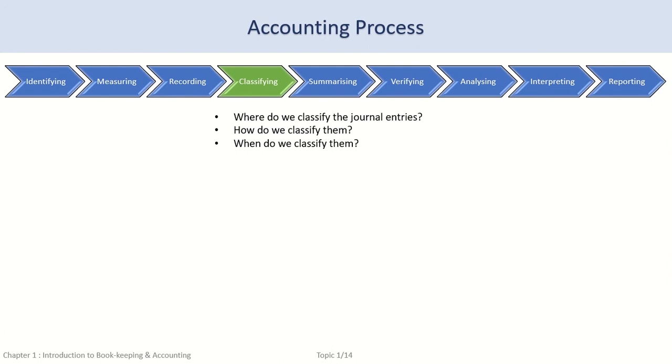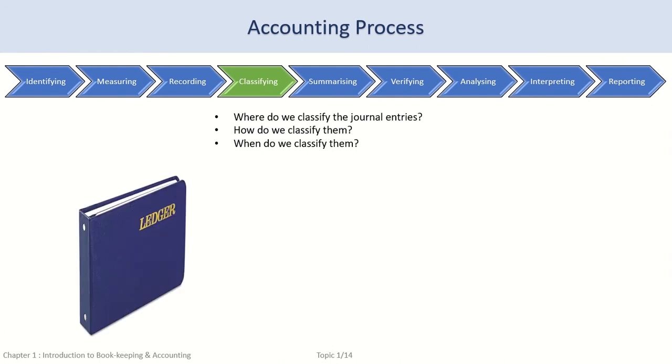As the question itself indicates, we do not have to start from the beginning. Once we have completed the journal entry step, we need to move on to the next step of classifying the journal entry. The same journal entry is to be classified or grouped into its respective groups in the ledger. The ledger is the main book of accounts and the final book of accounts.